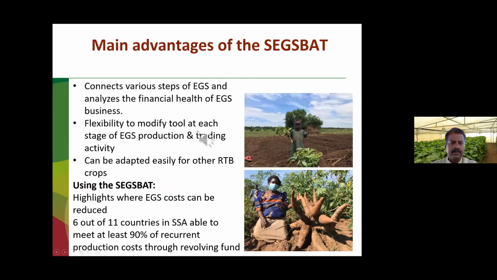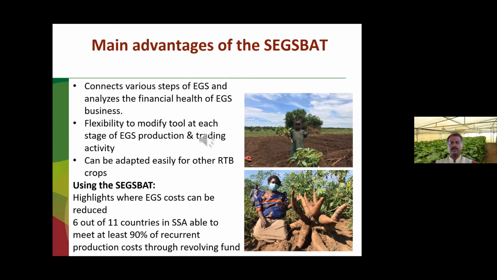As I said in the beginning, this is the first tool that has analyzed the sweet potato early generation seed business led by public sectors, and the tool was tested across 11 countries in sub-Saharan Africa. By using this tool, the public sector was able to monitor their sweet potato EGS business, and out of 11 countries, 6 countries were able to meet at least 90% of their recurrent production cost through revolving funds.